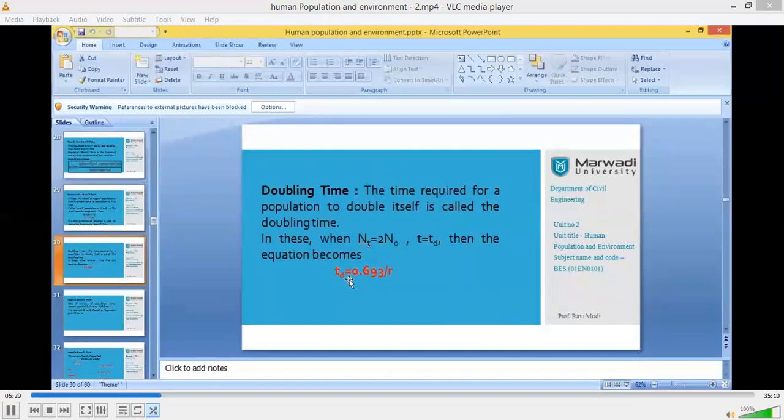This equation is also important for short questions, for long questions of 3 or 4 marks, and for the MCQ question. So please note this also. So td, the doubling time, is equal to 0.693 divided by r. If I just know the value of r, I can say the doubling time of the population.